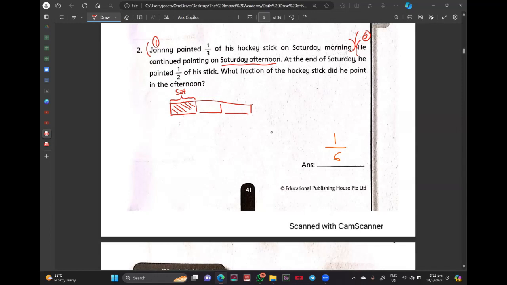And at the end of Saturday, he painted half of his stick. What is half of his stick? Half of 3. What is half of 3? Very confusing, right? Now, 1.5.